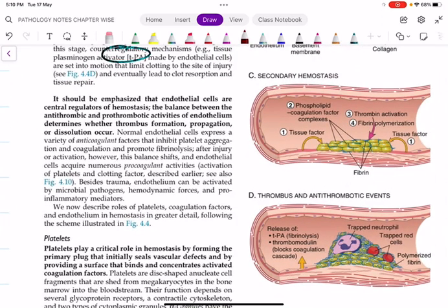So what is actually happening normally? There will be a balance between prothrombotic activity and antithrombotic activity. What do you mean by prothrombotic? That which favors platelet aggregation. Antithrombotic means clot resorption will happen. So there will always be a balance between these two. Once there is a problem here, of course thrombus, embolus, all this will happen.